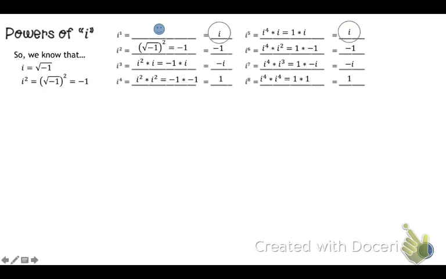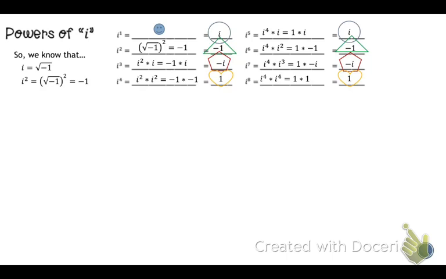Notice a pattern here, okay? I to the first and I to the fifth equals 1. I to the second and I to the sixth equals negative 1. I to the third and I to the seventh equals negative I. I to the fourth and I to the eighth equals 1. This pattern continues forever.